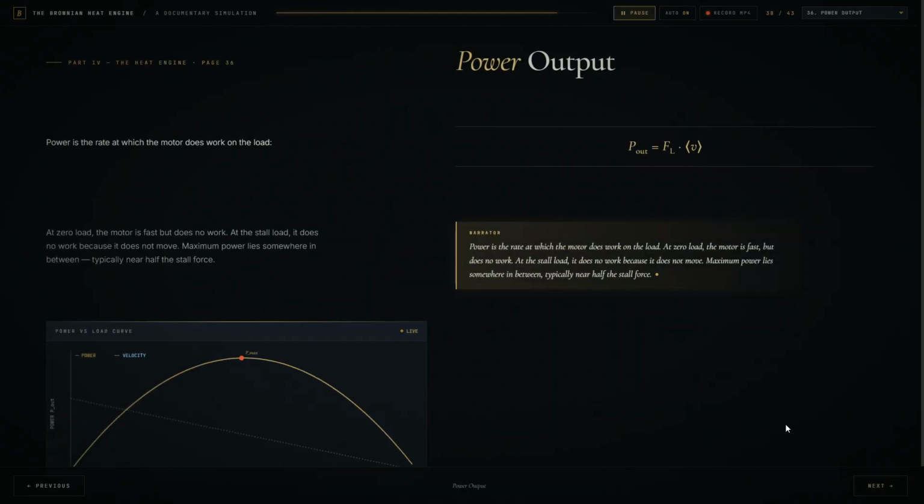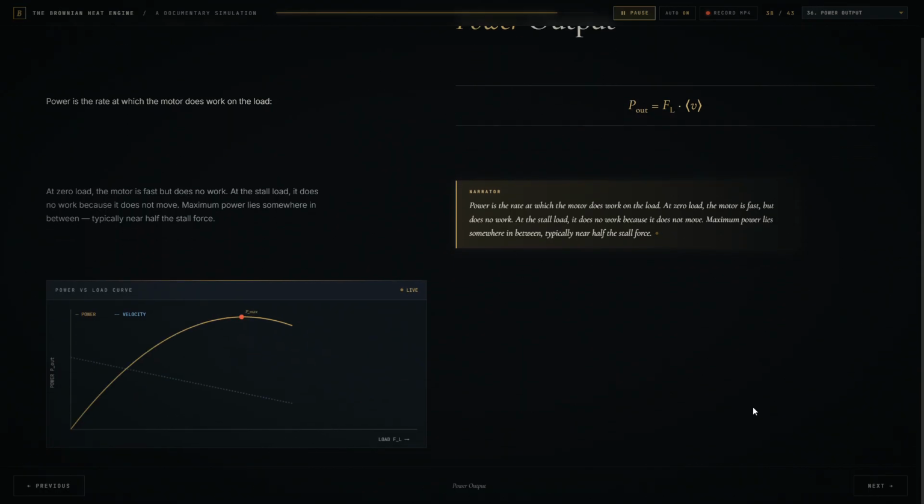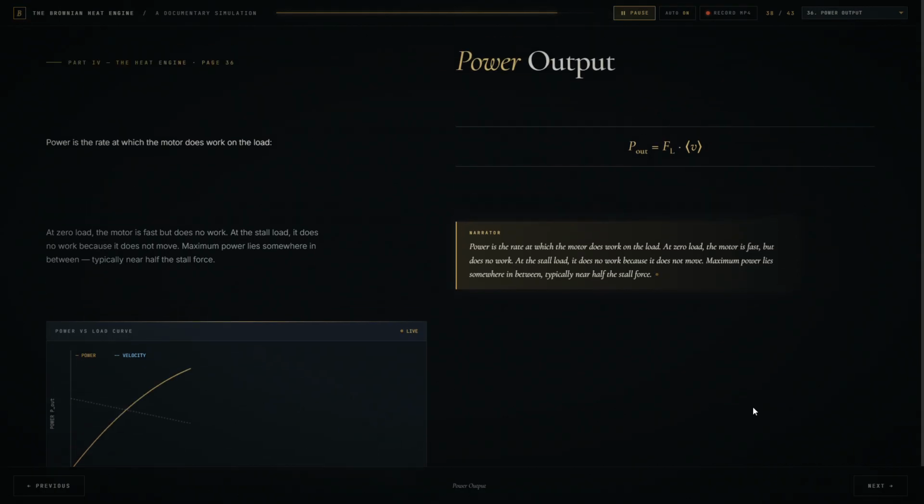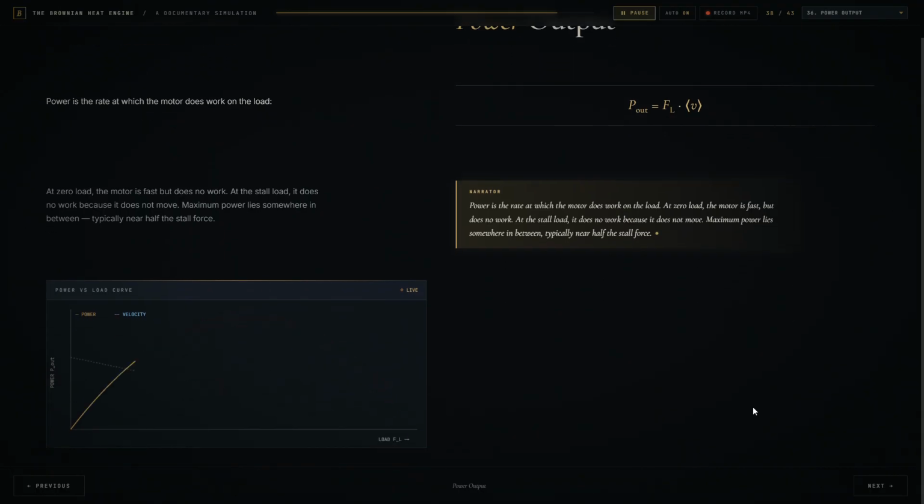Power is the rate at which the motor does work on the load. At zero load, the motor is fast, but does no work. At the stall load, it does no work because it does not move. Maximum power lies somewhere in between, typically near half the stall force.